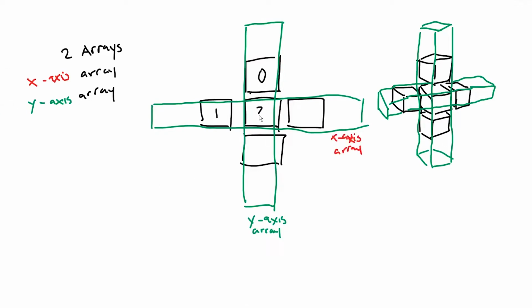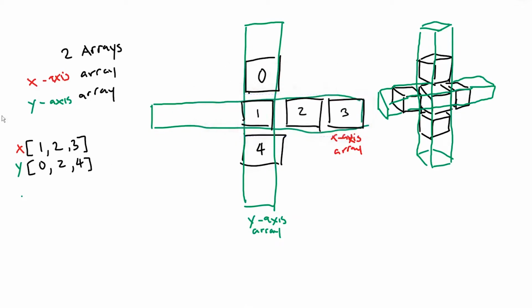To better understand, we're going to number the rooms from 0 to 4. On the x-axis array, we're going to have rooms 1, 2, and 3. As for the y-axis array, we're going to have 0, 2, and 4. When we shift the rooms around, the indices of the arrays will change according to the rooms inside the collider. So now the y-axis array will contain 0, 1, and 4. The x-axis array will remain the same.